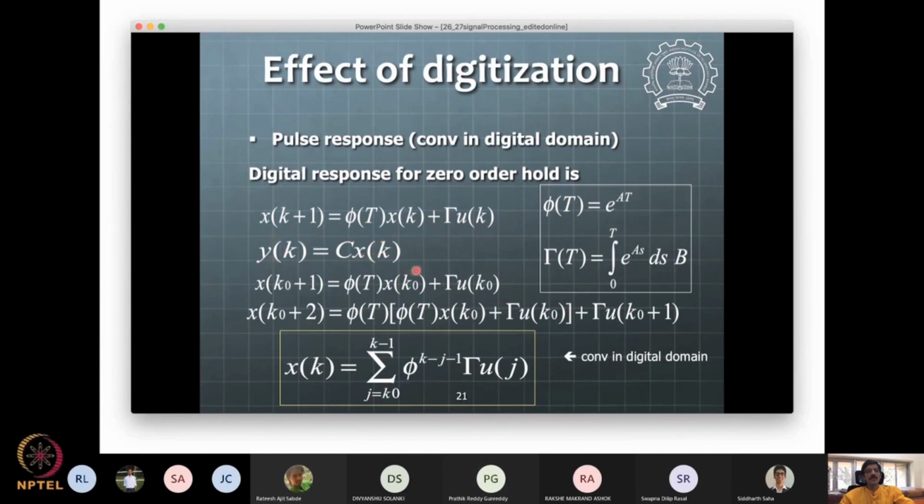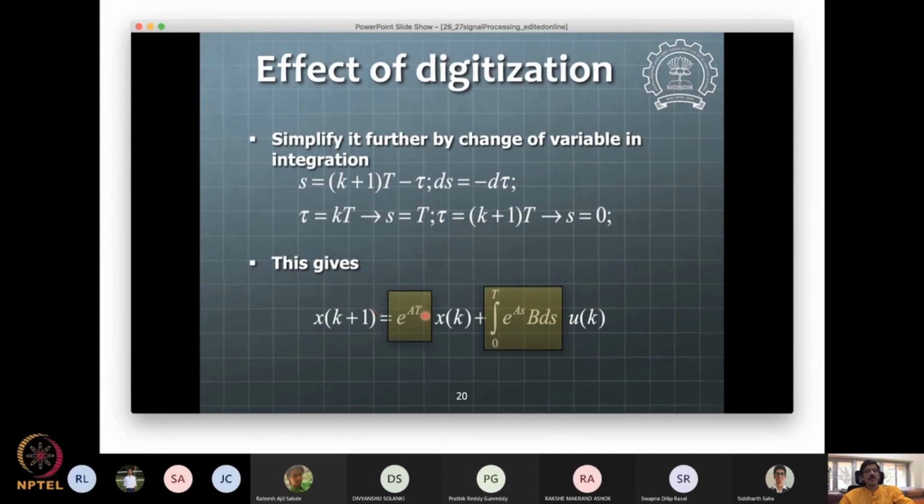And y of k is equal to C times x of k. This remains the same. There is no change in this form. And these matrices are defined here. Now this opens up a completely new domain of analysis for systems in the digital form. You can transform the system from the analog domain to the digital domain by using this kind of zero order hold form. This is what is happening when you use MATLAB also while converting the system from analog to digital domain. If you use that zero order hold option, then it will do this precisely.